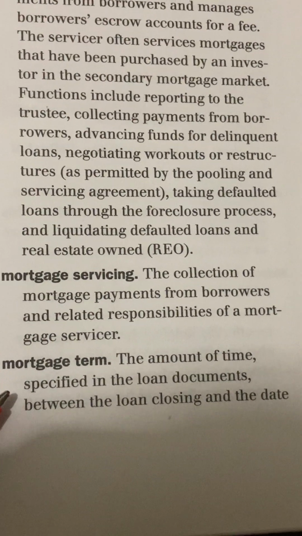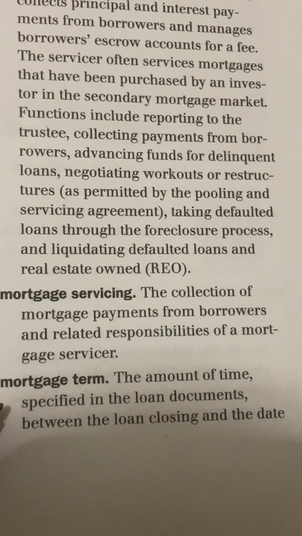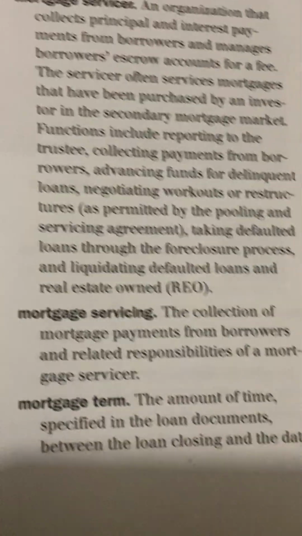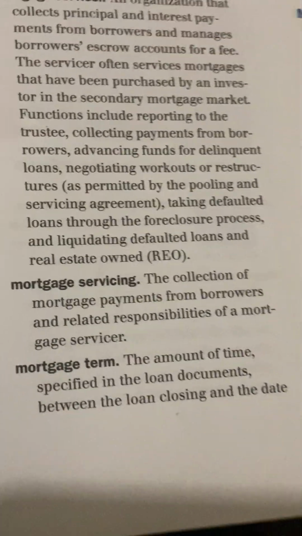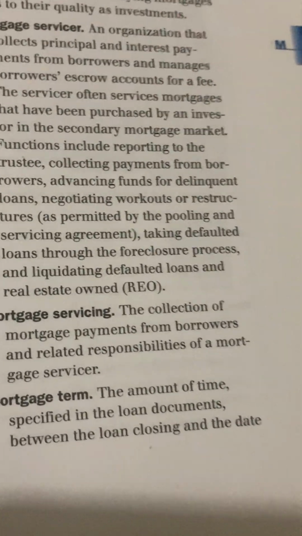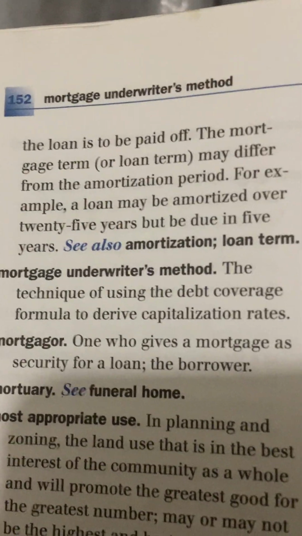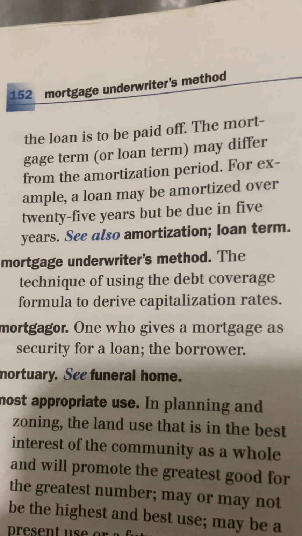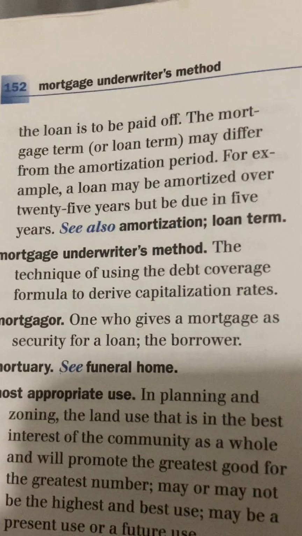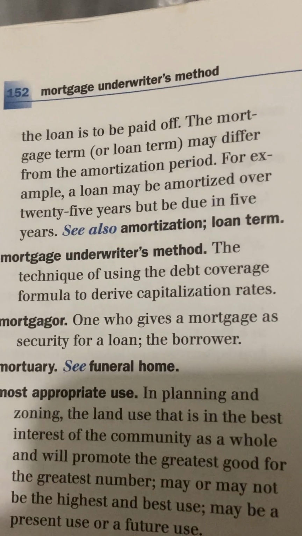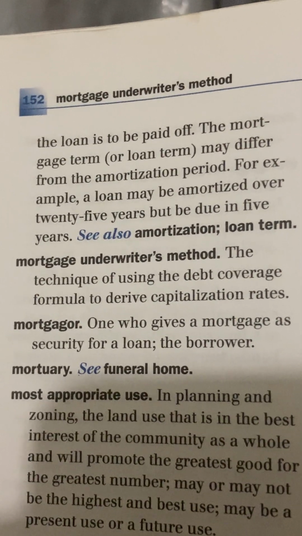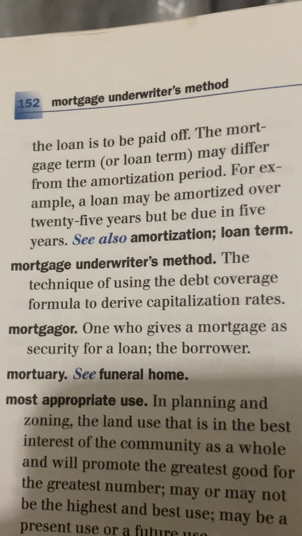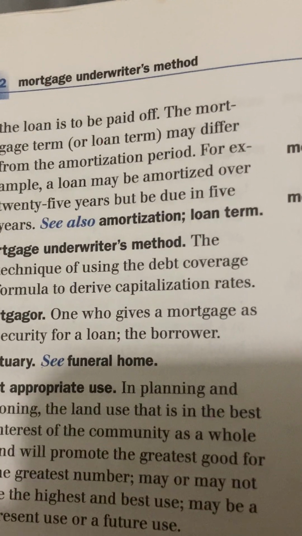Mortgage term. The amount of time specified in the loan documents between the loan closing and the date the loan is to be paid off. The mortgage term or loan term may differ from the amortization period. For example, a loan may be amortized over 25 years, but be due in 5 years. See also amortization and loan term.